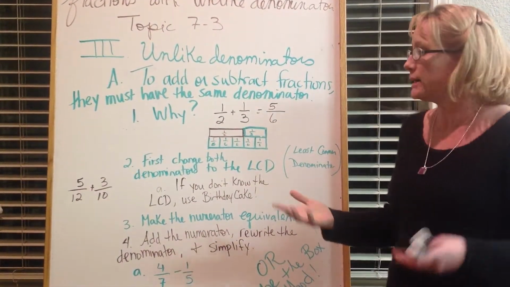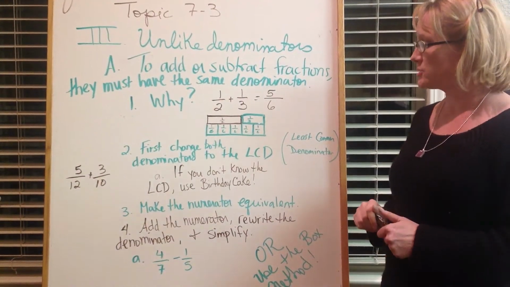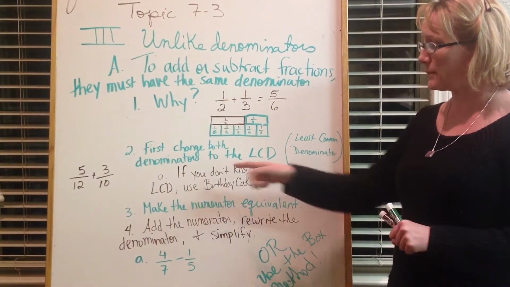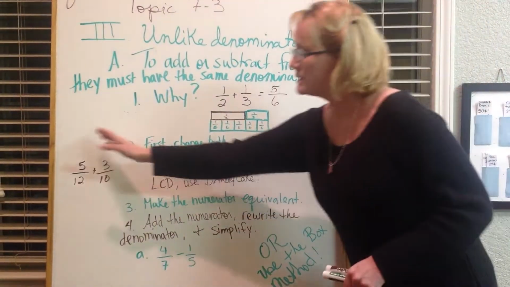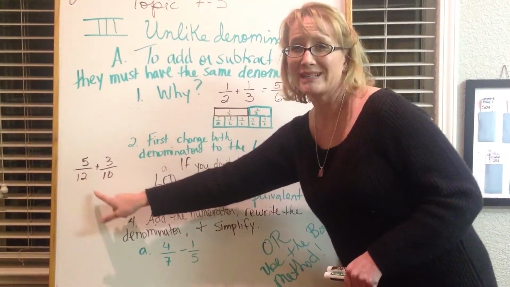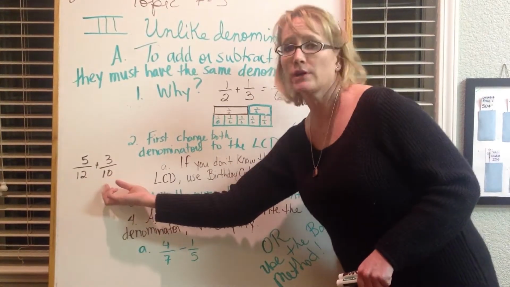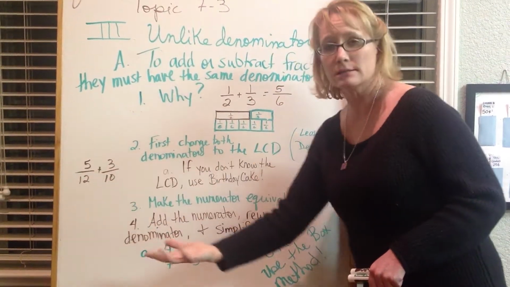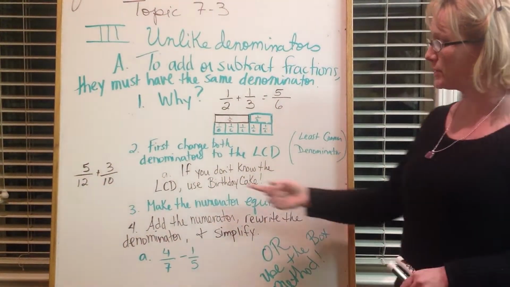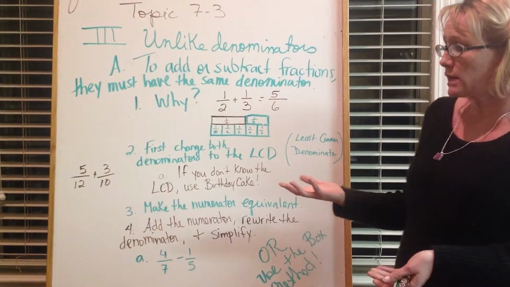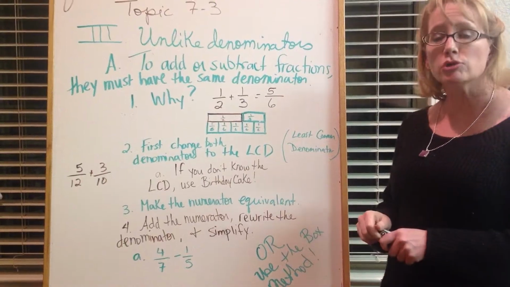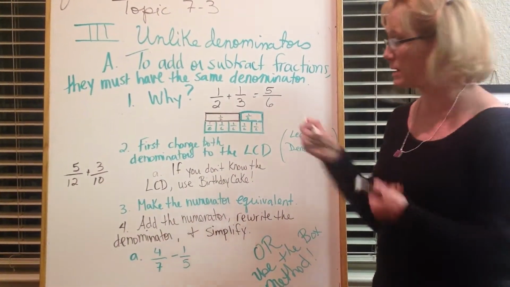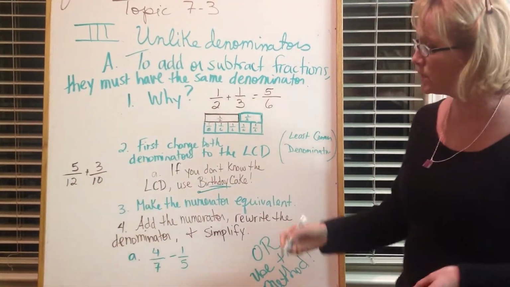So how do we do that? Well, first we need to change the fractions so they have the same denominator, or the LCD, their least common denominator. So here's my example, 5/12 plus 3/10. The 12 and the 10 are not the same number. We need to make them be the same number. We're going to do that by doing our LCD. If you know what the least common denominator is, if you just know that it's 60, great. If you don't know, you should use the birthday cake method that we learned before. And I'll show you again.